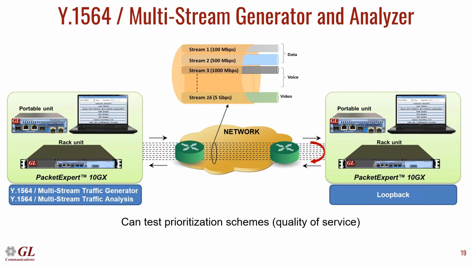Similarly, you can have a different frame size and rate to, say, emulate normal data traffic. So you can define multiple streams and send them through the network and have it loop back on the other end. And when it comes back again, we do analysis for throughput, latency, jitter, frame loss.